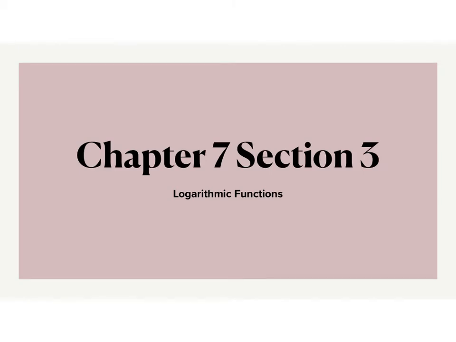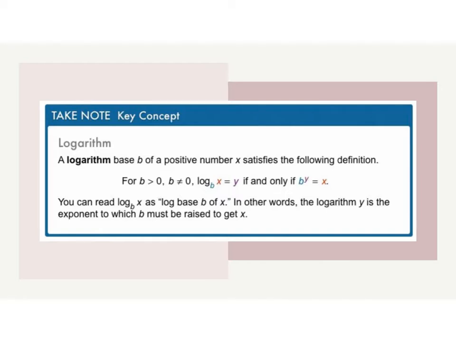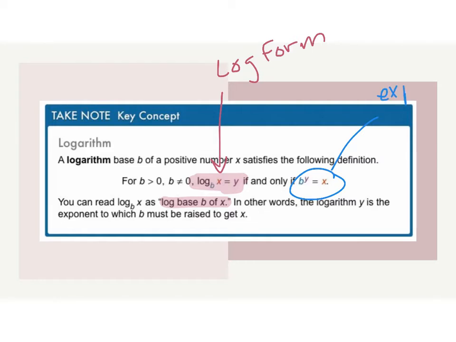Right, so 7.3 deals with logarithmic functions. A logarithmic function looks like this. We have log base b of x is equal to y. So that's how we would read this: log base b of x is equal to y. It can be written in logarithmic form. So this is log form. Or it can be written in exponential form, which we were just dealing with exponential equations before. So this is exponential form.